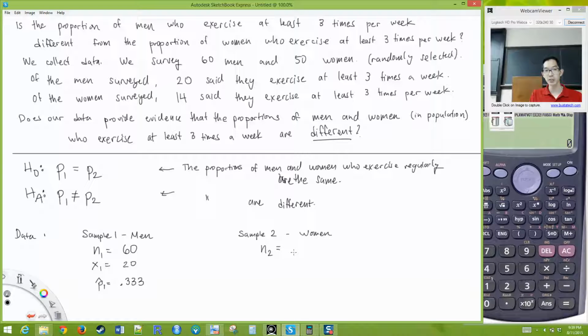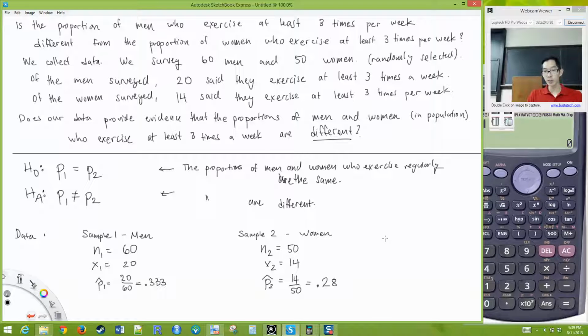All right, N2. How many women did I survey? 50. How many exercise regularly? 14. P2 hat is 14 divided by 50. What is that? 0.28. Sorry, I should have written over here, this is 20 over 60, 0.33333. Okay. So far, so good?